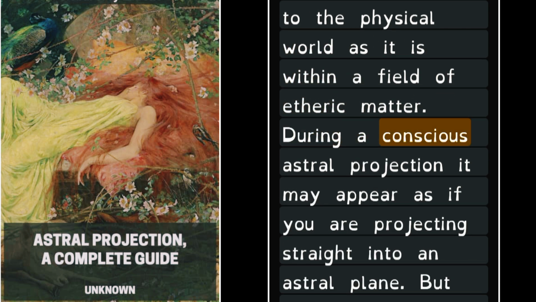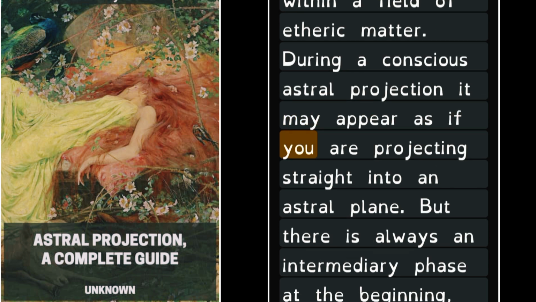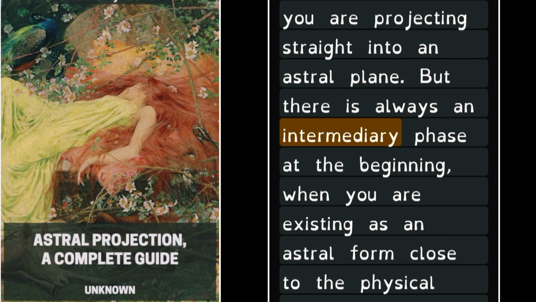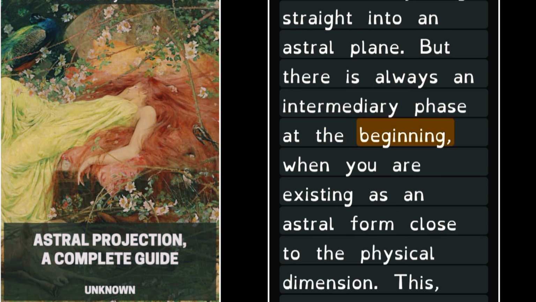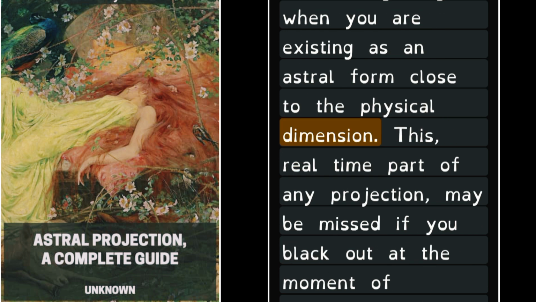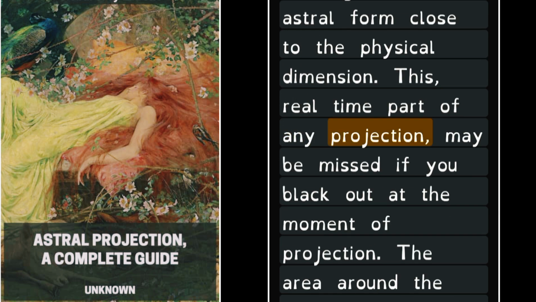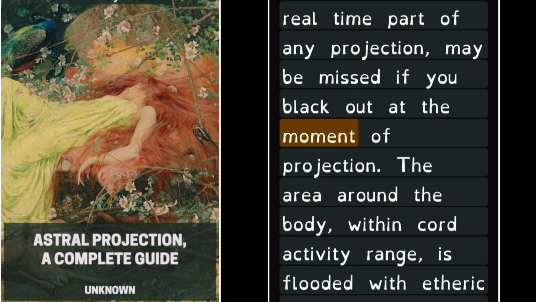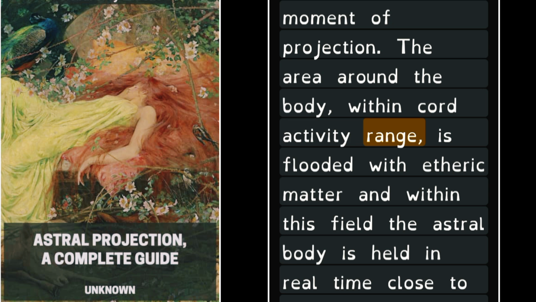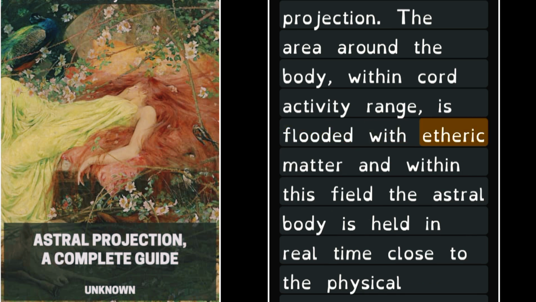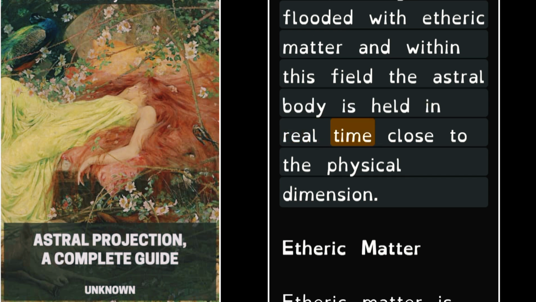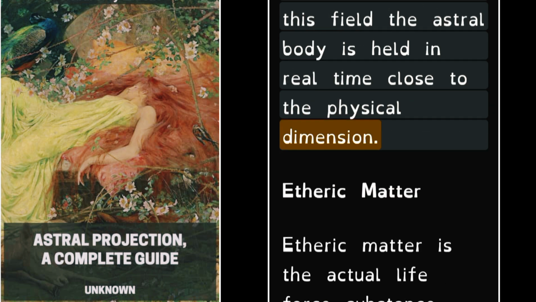During a conscious astral projection, it may appear as if you're projecting straight into an astral plane. But there is always an intermediary phase at the beginning, when you are existing as an astral form close to the physical dimension. This real-time part of any projection may be missed if you black out at the moment of projection. The area around the body, within cord activity range, is flooded with etheric matter, and within this field, the astral body is held in real time, close to the physical dimension.